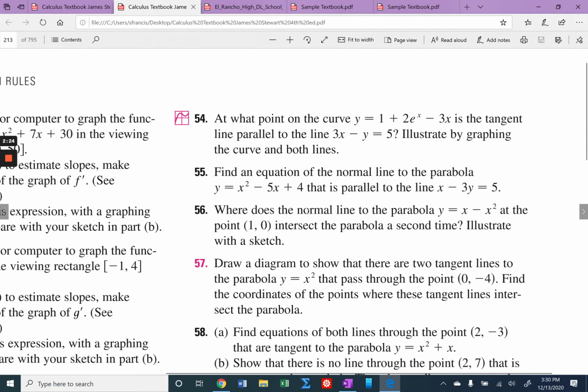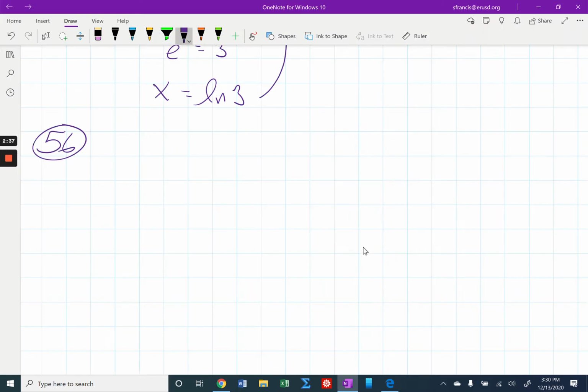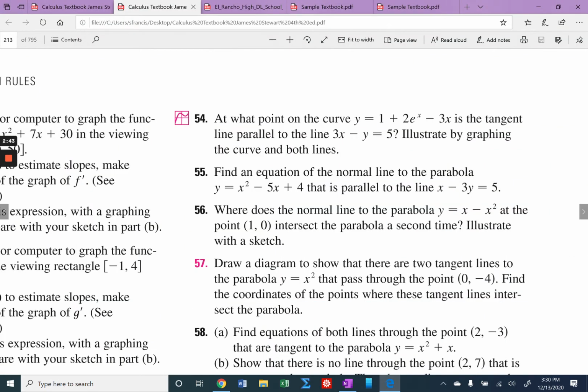But the normal line is perpendicular to the tangent line at the point of tangency. And so we need the slope of the tangent line, and then we'll just take its opposite reciprocal to get the slope of the normal line. So the parabola is y equals x minus x squared. I didn't even read the question, so hold on, I have to go back and read the question. Something about a normal line. Where does the normal line to this parabola at the point (1, 0) intersect the parabola a second time?